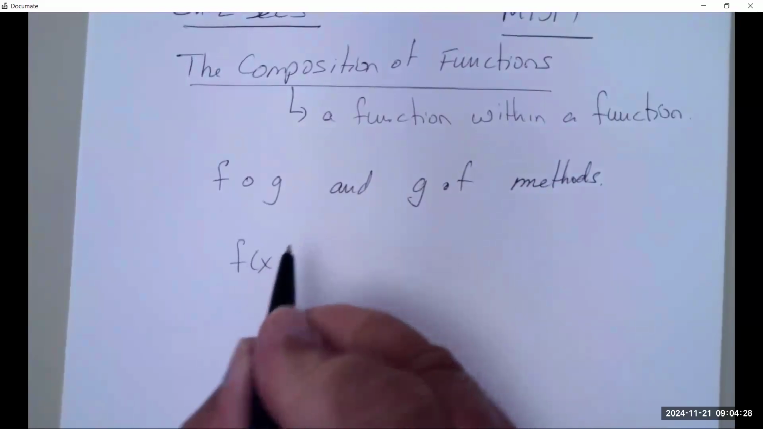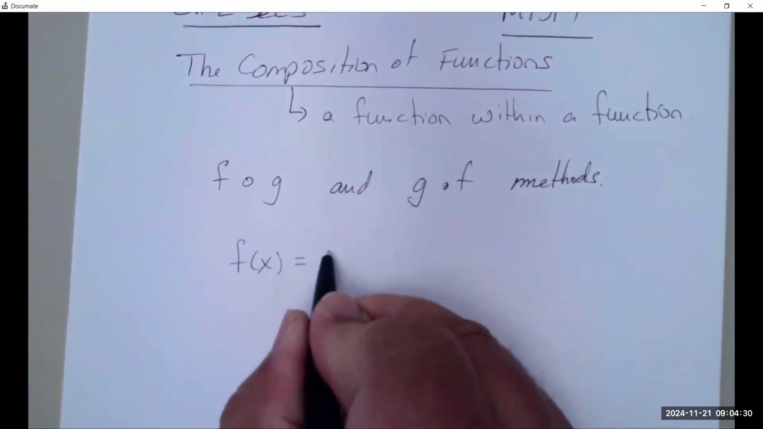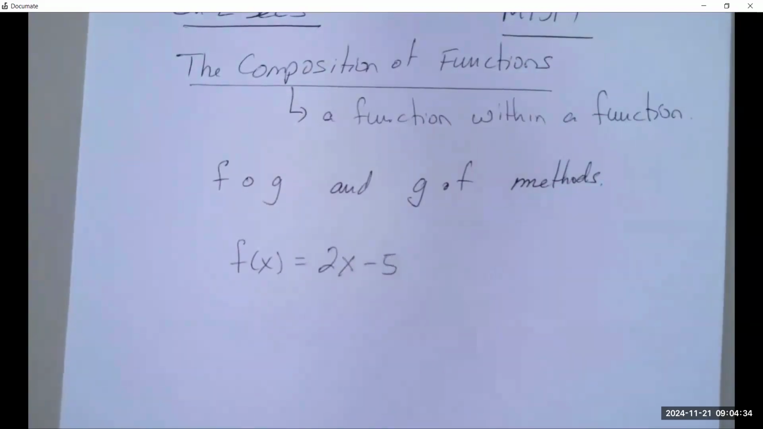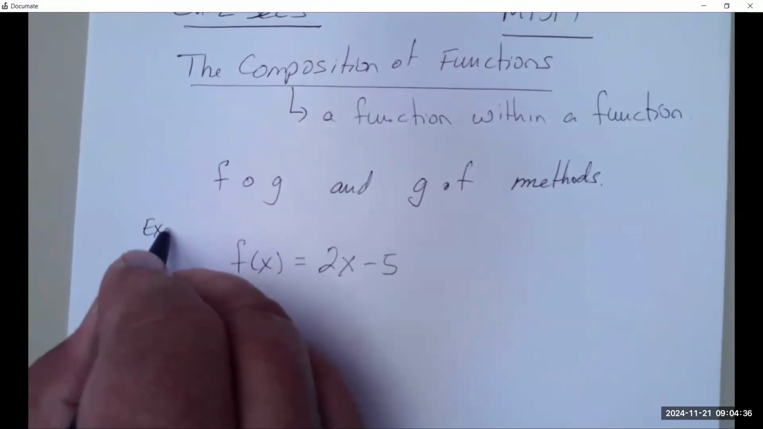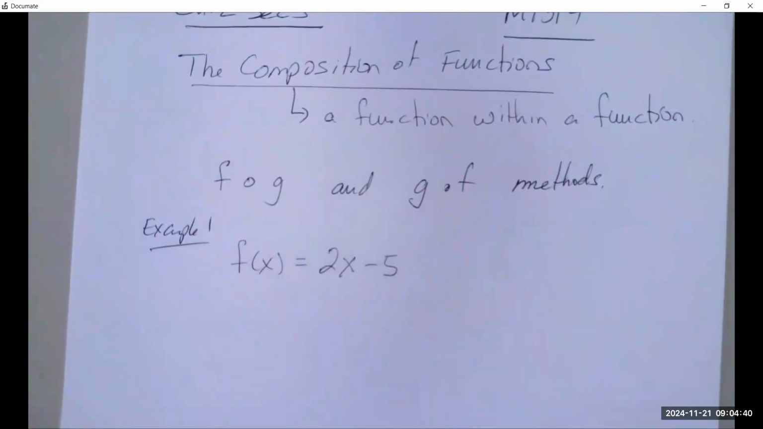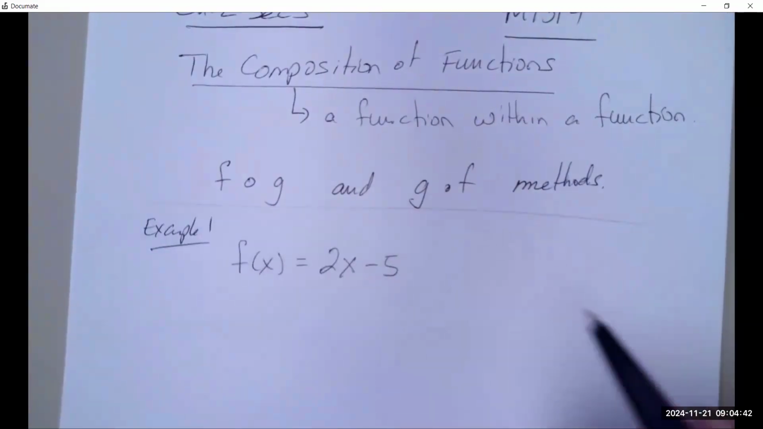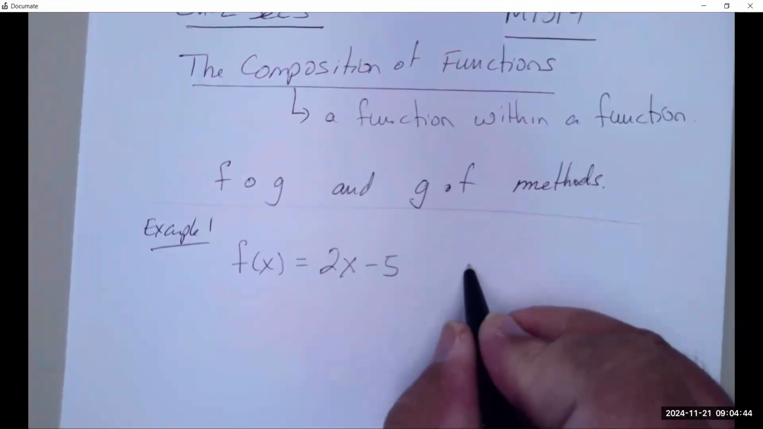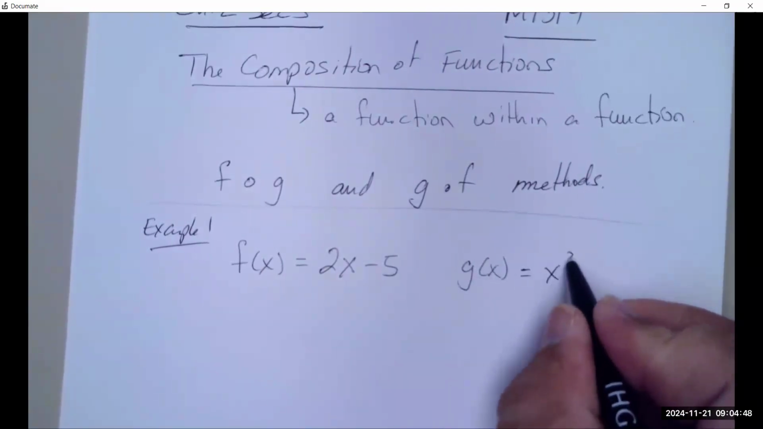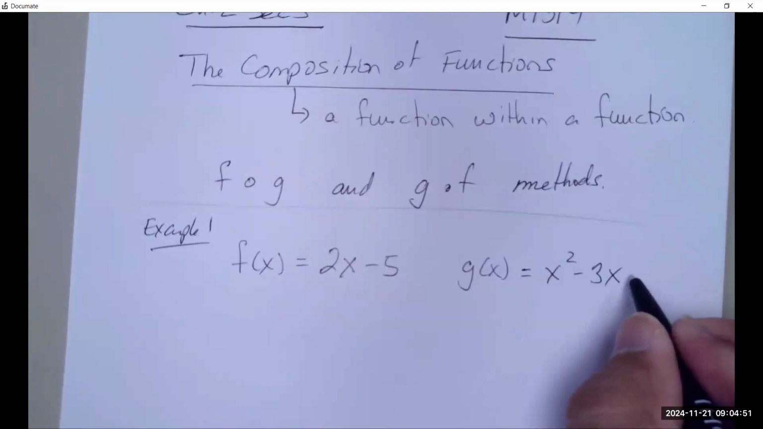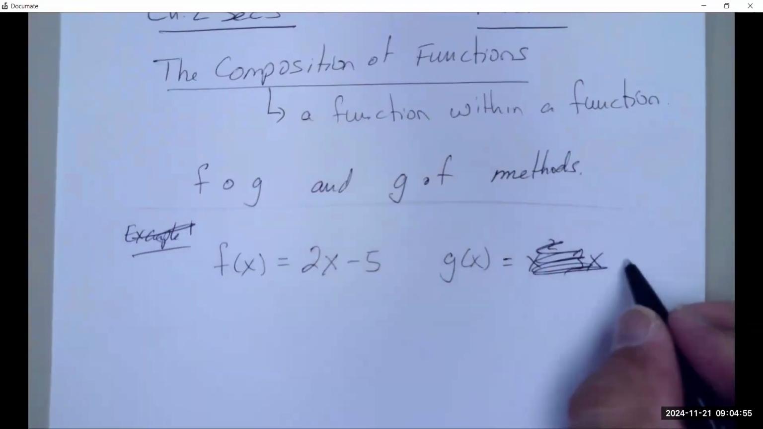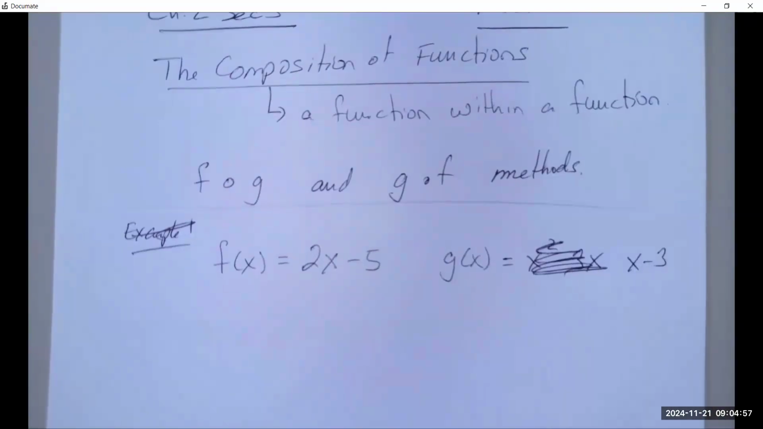So let me just jump straight into an example here. Let's say the function f of x is 2x minus 5. But we're looking for f of g, right. And then let's define g of x as x minus 3. Let's do something easy first.